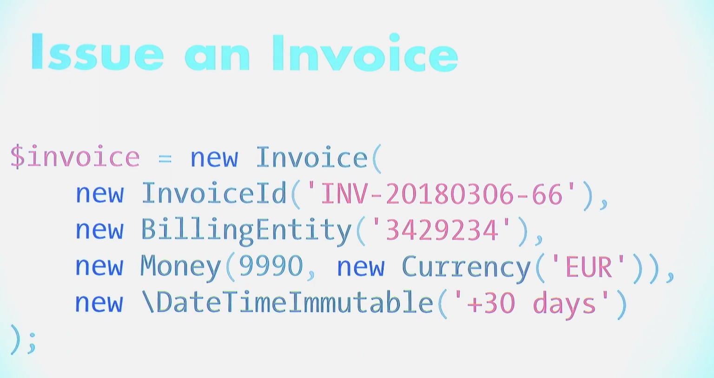Now if I want to issue an invoice, I will use the construct method, and my object will be in a valid state. So now we have a valid new invoice in the system. It has an invoice ID, it has a due date, and it has an amount. And as you can see, when you use money classes, the amounts are expressed in cents, or in the lowest units of the currency. So in this case, it's an invoice of 99.90 euros.